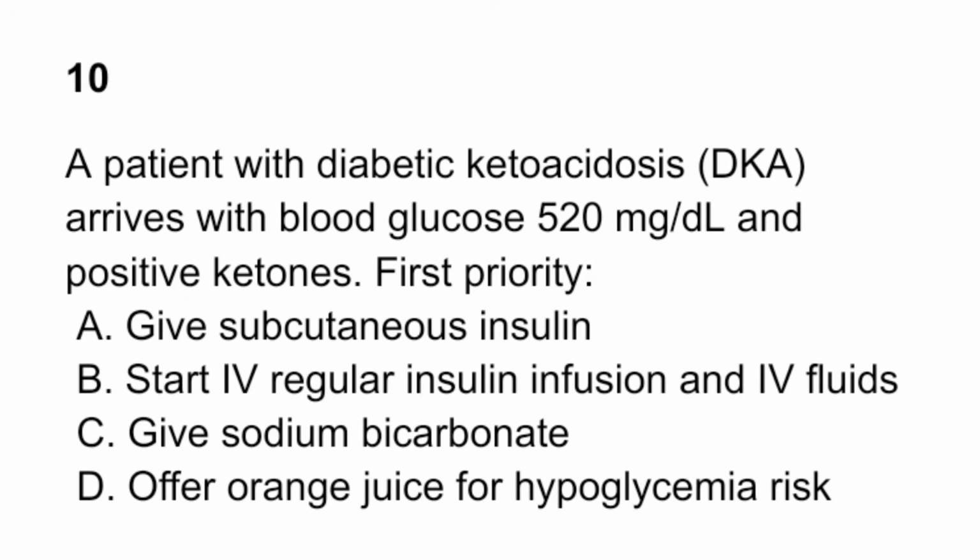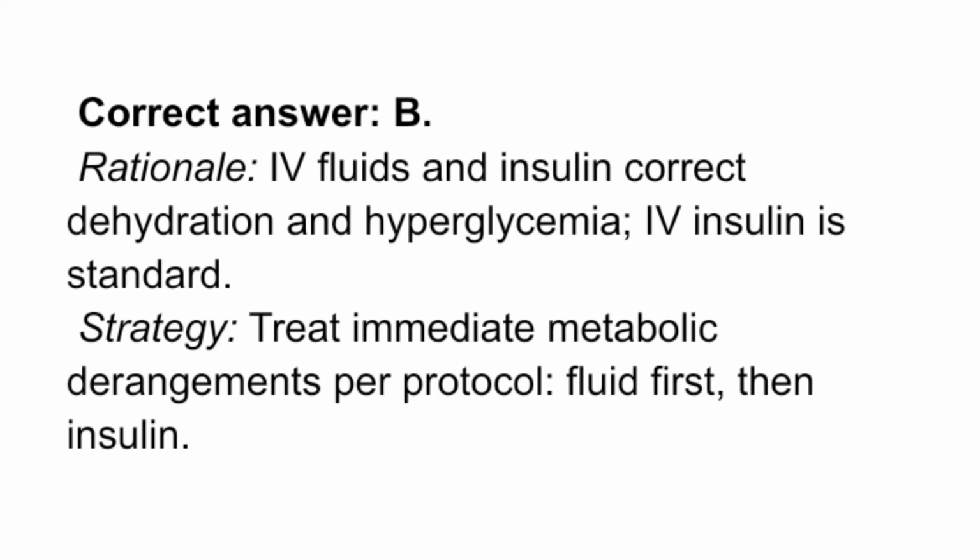10. A patient with diabetic ketoacidosis, DKA, arrives with blood glucose 520 mg per deciliter and positive ketones. First priority: A. Give subcutaneous insulin. B. Start IV regular insulin infusion and IV fluids. C. Give sodium bicarbonate. D. Offer orange juice for hypoglycemia risk. Correct answer, B. Rationale: IV fluids and insulin correct dehydration and hyperglycemia, IV insulin is standard. Strategy: treat immediate metabolic derangements per protocol, fluid first, then insulin.